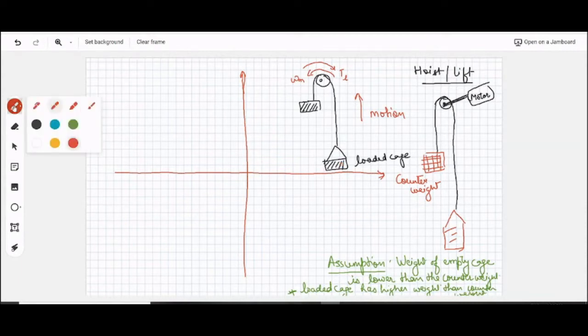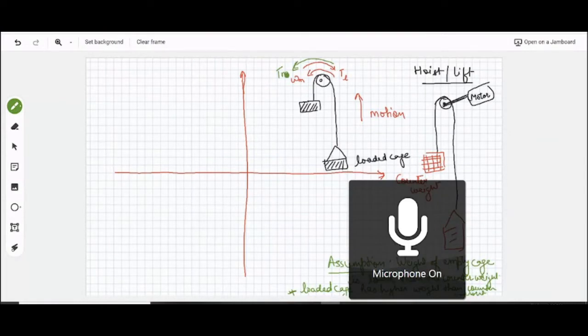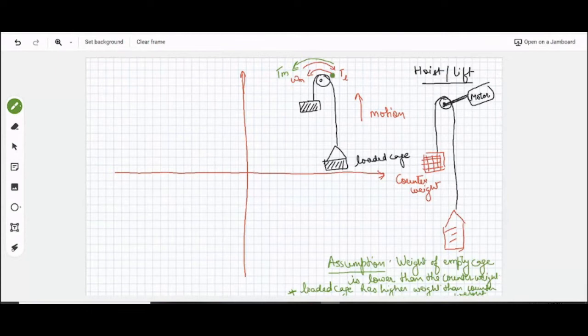Now tell me, in which direction does your motor have to produce torque such that this fully loaded cage can be uplifted? Sir, in the direction of omega. In the direction of this omega, yes or no? This should be the motor torque. Motor torque should be in the direction of the speed. तभी तो ये ऊपर जा पाएगा. अरे बोलो बच्चों, जल्दी बताओ, कुछ समझ में आई कि नहीं?